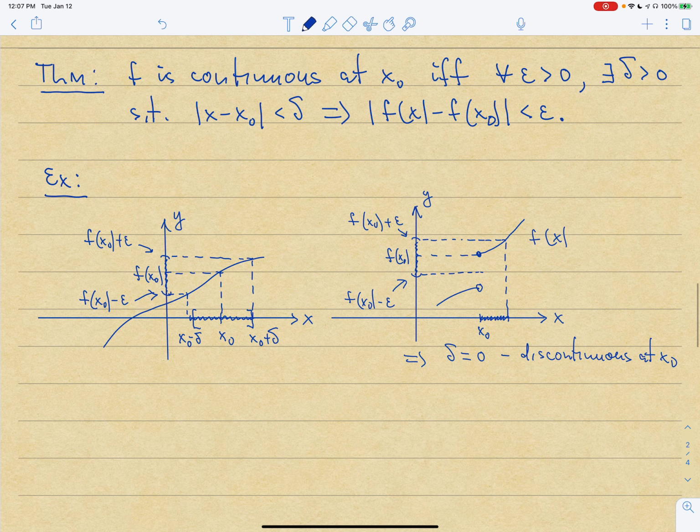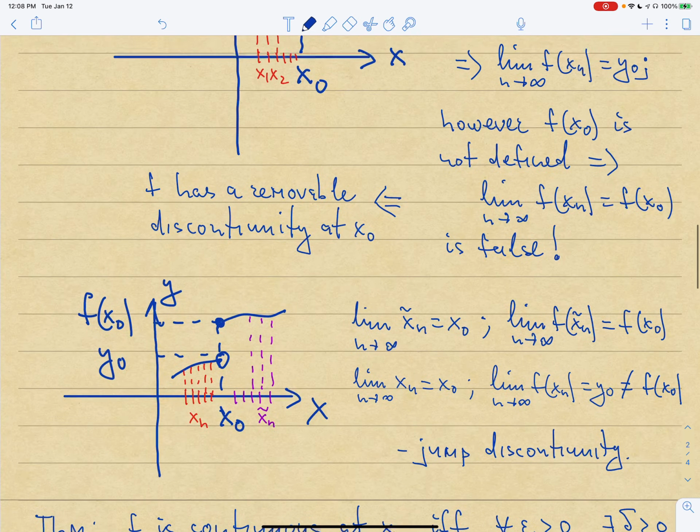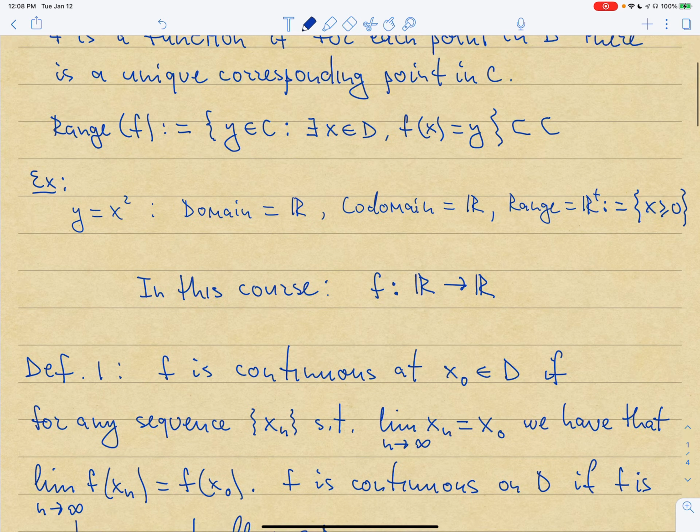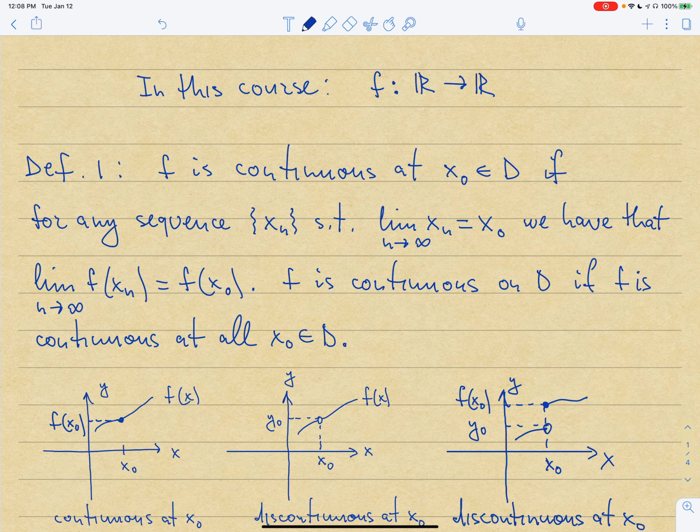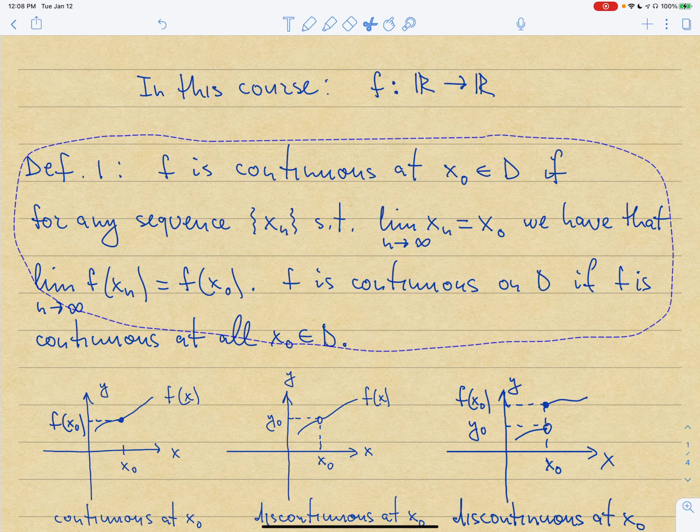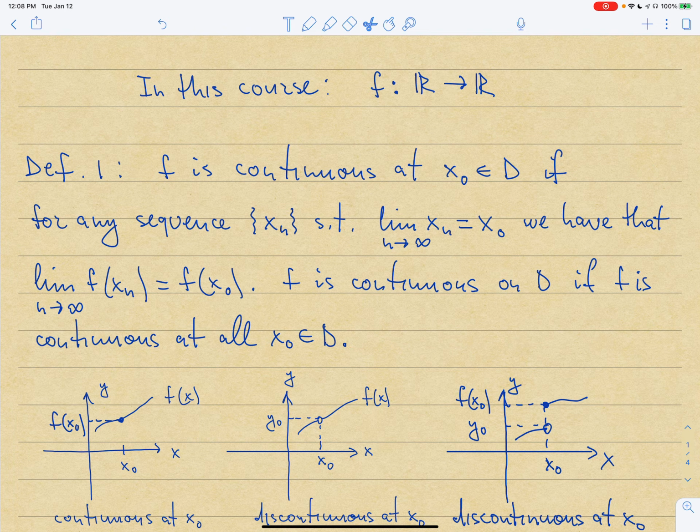Okay, so now let's try to prove this theorem regarding continuity of a function f that I stated last time. So remember, we defined continuity in the following way. We said the function is continuous at a certain point, as long as whenever I take a sequence of numbers on the x-axis which converges to the point of interest, then the sequence of corresponding y values converges to the value of the function at the point of interest.